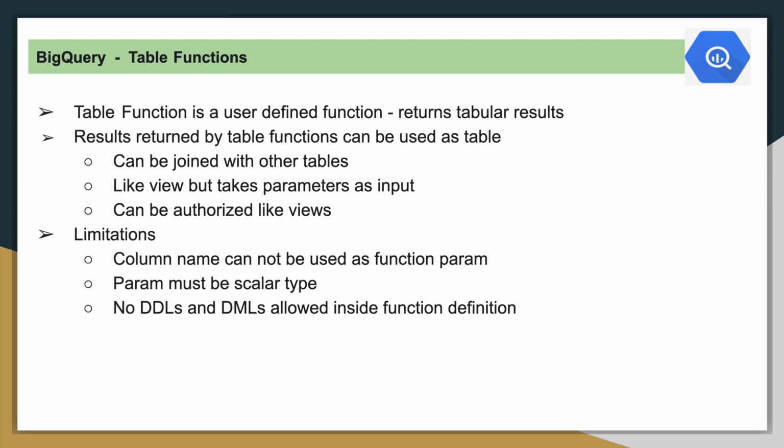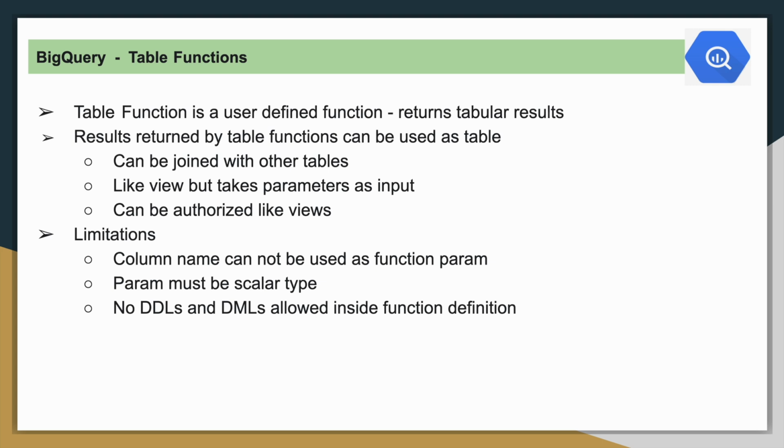Basically, a table function is a user defined function. It's like our traditional function, where it will take certain input arguments and output something. But a traditional function will take a certain number of input arguments and always return a single value.